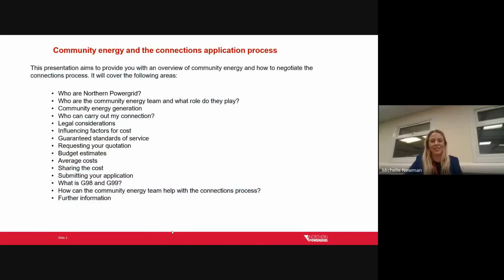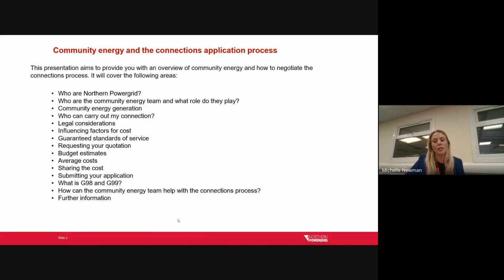So yeah, I'm Michelle Newman. I'm one of the community energy advisors for Northern Powergrid. We are a newly formed team, but I have worked for Northern Powergrid for over 20 years, so I do have quite a lot of industry experience in varying different roles. The point of me being here today is to go through in a little more detail who Northern Powergrid are, where the community energy team sits in that, and some further information about the connections process.